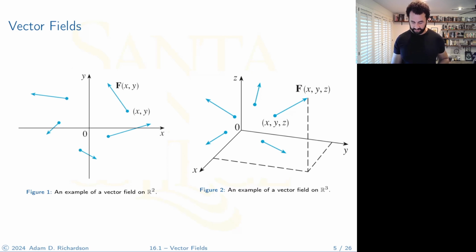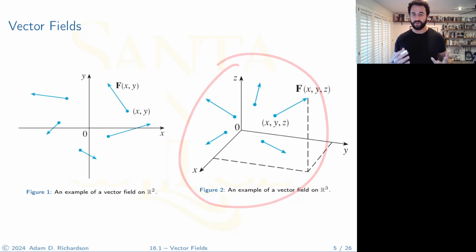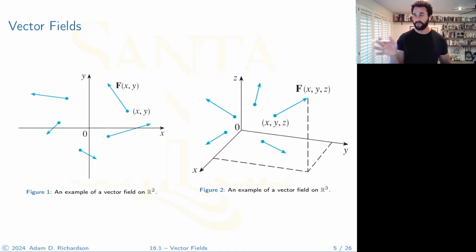Same idea in 3 dimensions. So here's kind of what a 3D vector field looks like. And we're going to look at a couple in Mathematica as well, so you can get some more intuition. But the idea is the same. Pick any point in three-dimensional space and associate with that point a vector at that point. Basically, where would you go at that point and how far?